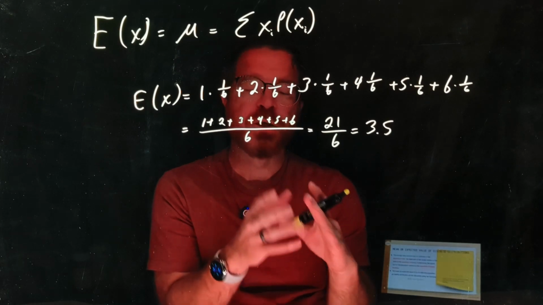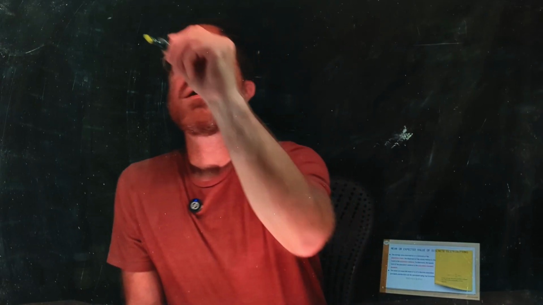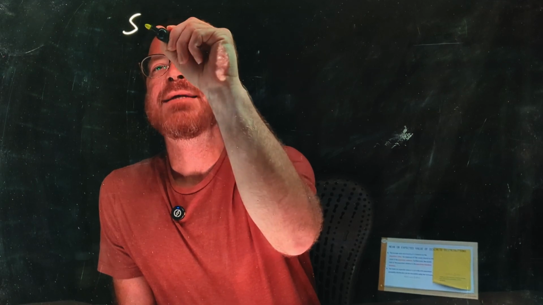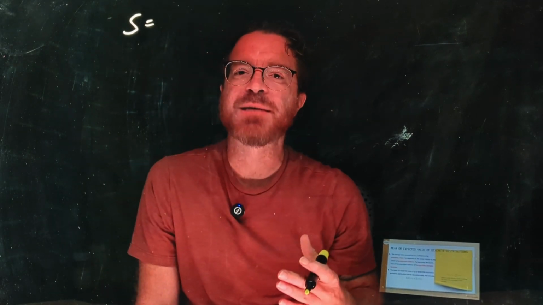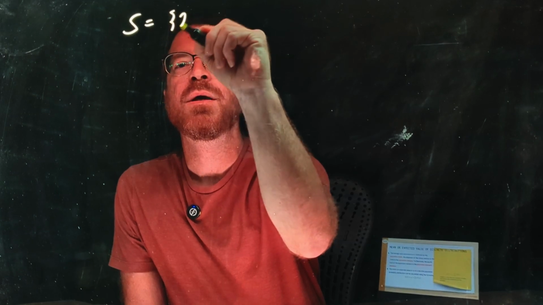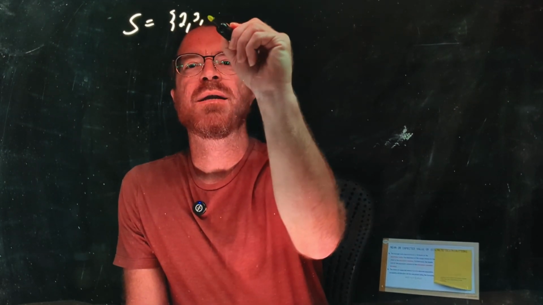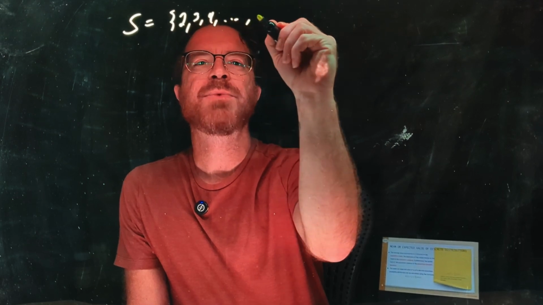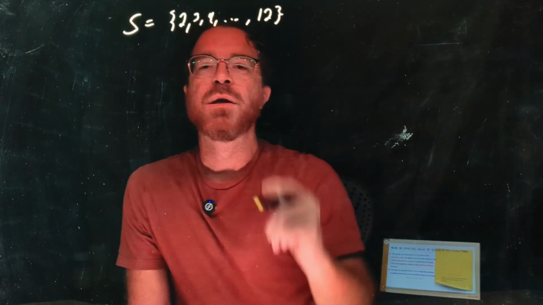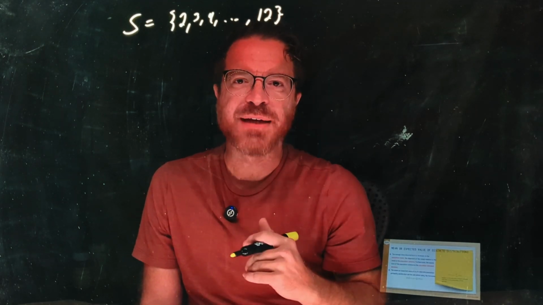So let's go back to when we were rolling 2 dice. When we were rolling 2 dice, we had a sample space S equals, and we have to think about what are the possible outcomes. Well, I could get a 1 and a 1, which would give me a 2. I could get a 1 and a 2, or a 2 and a 1, which would give me a 3, 4, up to 12. So I have 11 possible outcomes that I could get when I roll 2 dice.